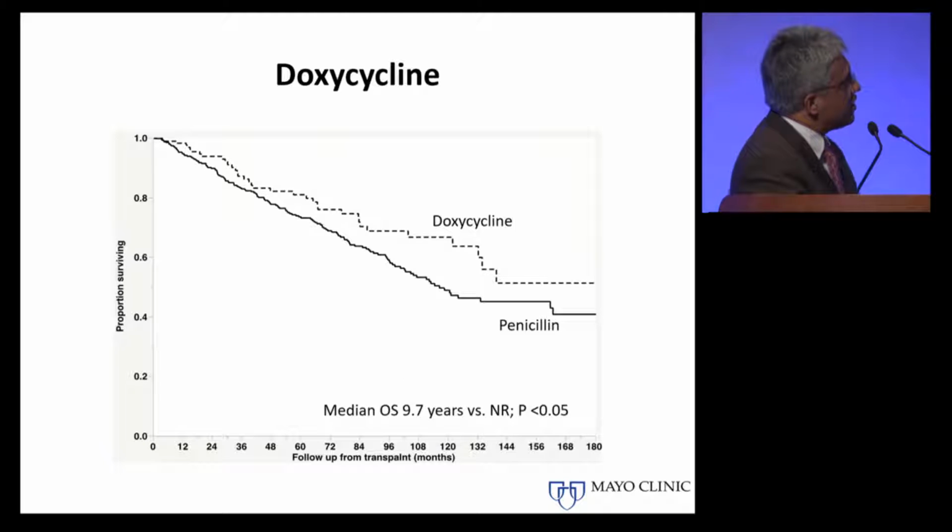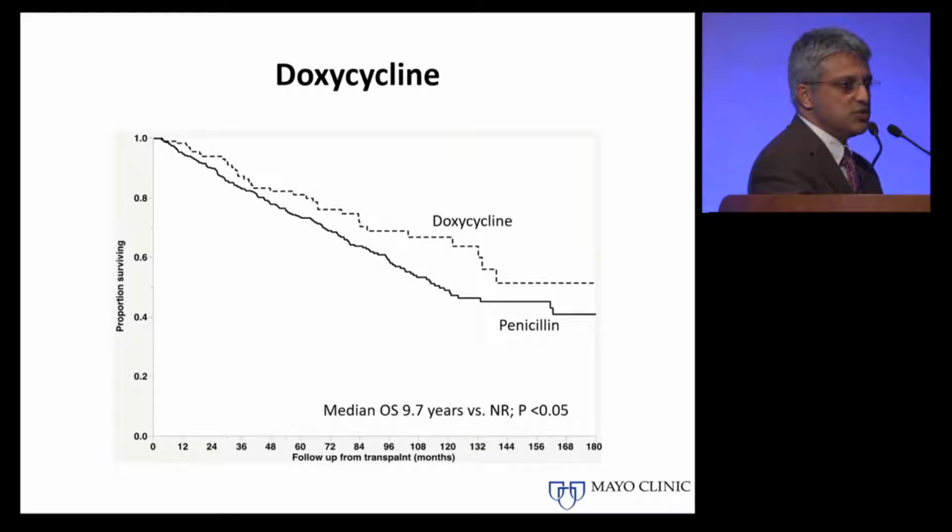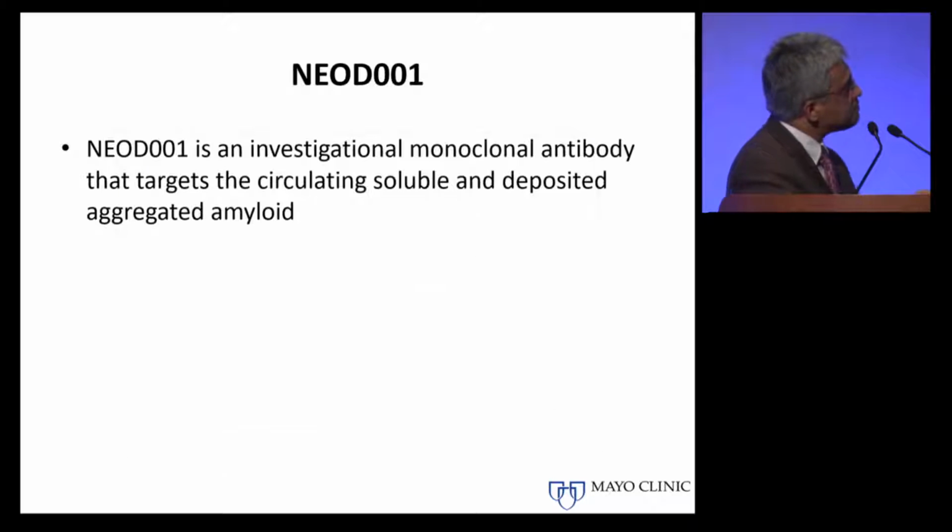So what about fibril-directed therapy? This is some data from our own center looking at the impact of doxycycline. These are patients who underwent a stem cell transplant and got doxycycline antibiotic prophylaxis because they were allergic to penicillin. Patients who got doxycycline did much better compared to the patients who got penicillin prophylaxis. And this is consistent with animal data showing that doxycycline can inhibit fibril formation in animal models.